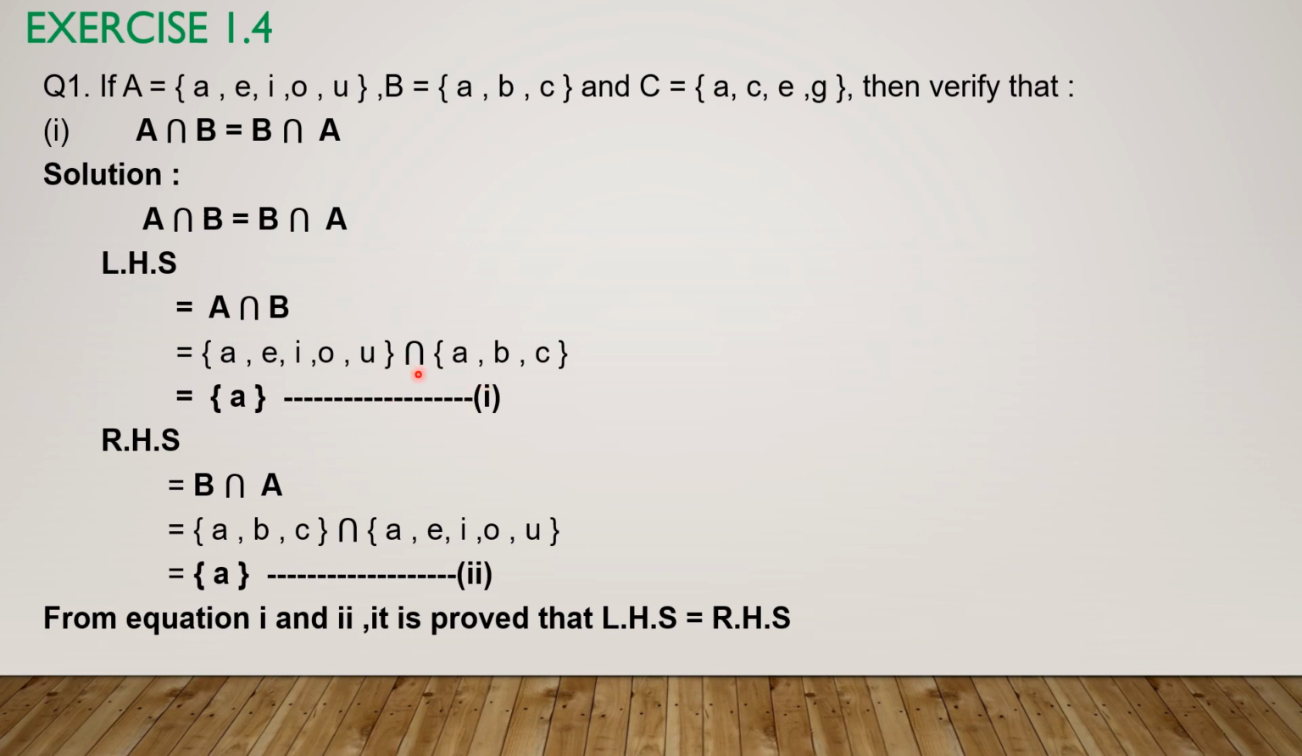Now in intersection, we will take all the common elements of both the sets. Which is common? Yes, A is common. This is our equation 1. Now take right hand side of your equation, that is B intersection A. First we will put elements of set B, then sign of intersection, and then A. Now students, simply take intersection means take the common elements of both the set. Which is common? A. This is our equation 2. See equation 1 and 2. From 1 and 2 it is proved that left hand side is equal to right hand side. Hence our property proved. This is commutative property involving intersection.